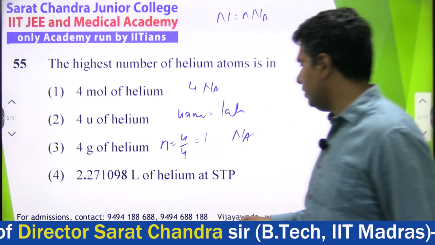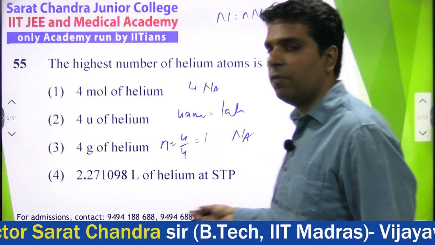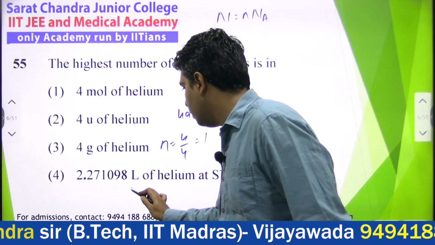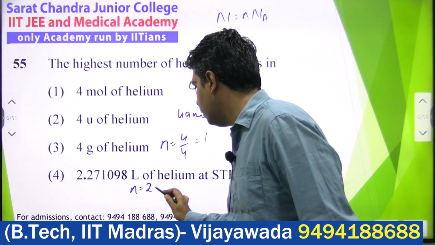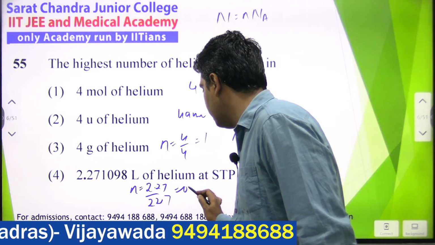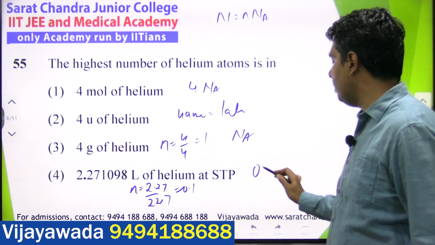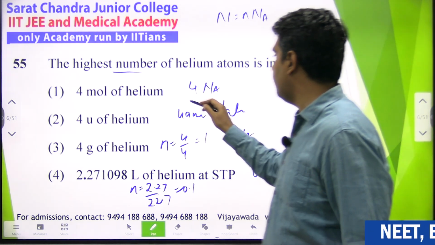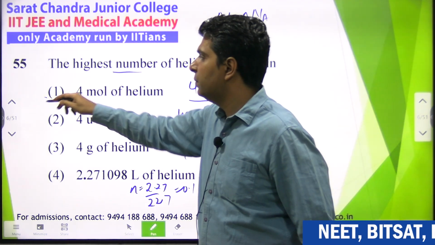And 2.27, so at STP condition, the volume of 1 mole of ideal gas is 22.7 liters. So over here the number of moles will be 2.27 by 22.7, that is 0.1 mole. So the number of atoms will be 0.1 Na. So the highest number of atoms will be 4 Na, that is the first option.